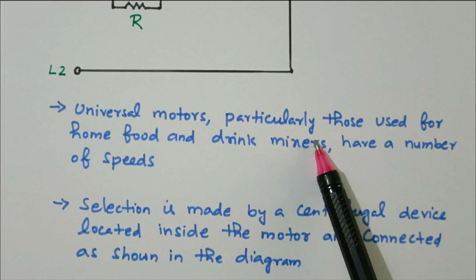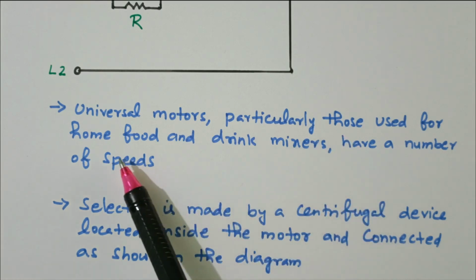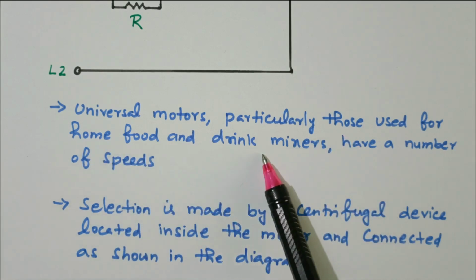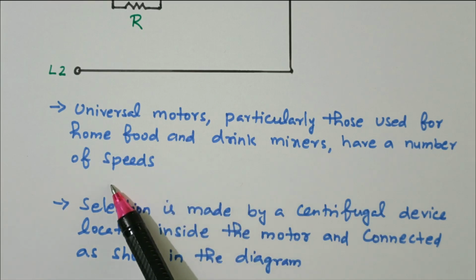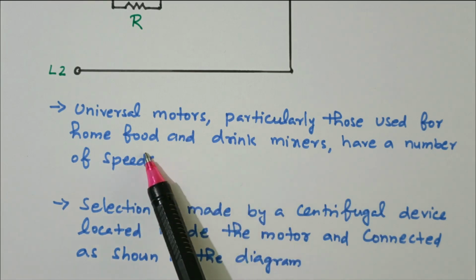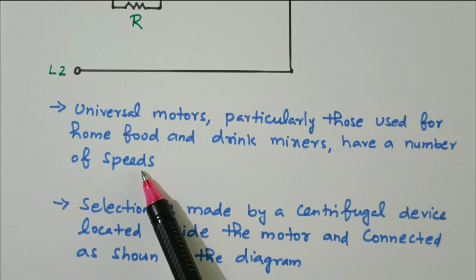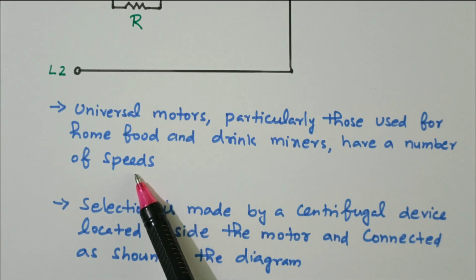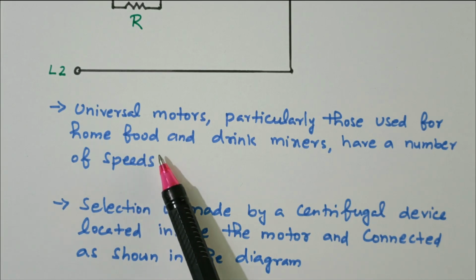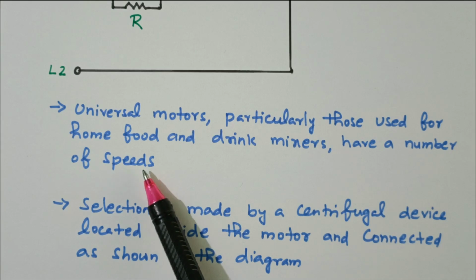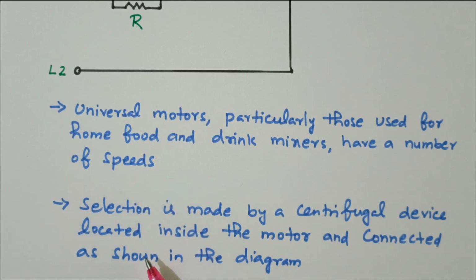Universal motors, particularly those used for home food and drink mixers, have a number of speeds. For drink mixing and food mixing, we need a high speed and different levels of speed. Initially we need less speed, and thereafter more speed. For that purpose, an external lever is there, by using which we can close or open the switch.